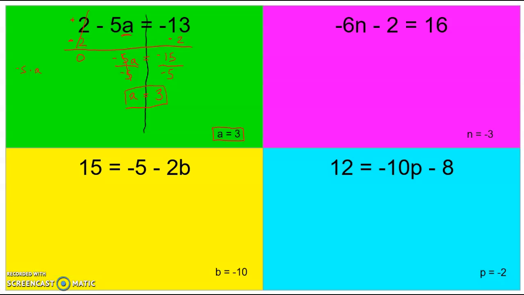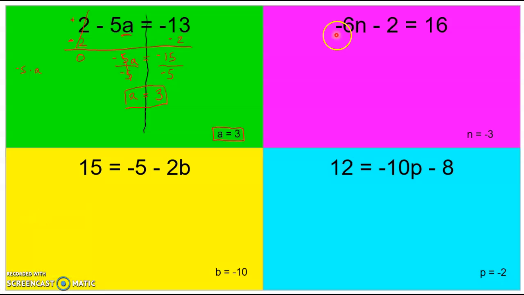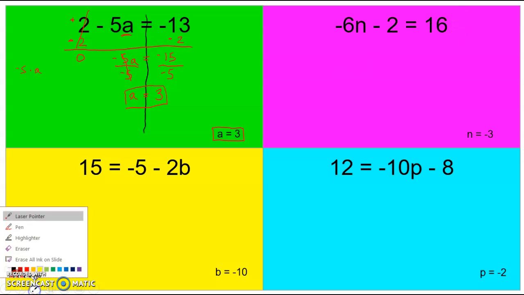When we look at the problem in the purple, we see negative 6n minus 2 is equal to 16. So currently the equation is balanced, right? It is equal on both sides. 16 is equal to negative 6n minus 2. So whatever we do to one side of this equal sign, we have to do the same to the other side in order to keep it equal. Okay? All right, so let's pick a good color here, yellow.